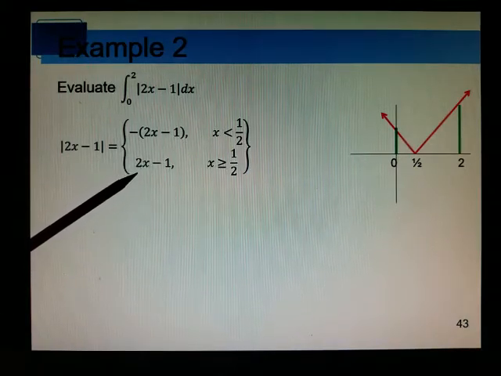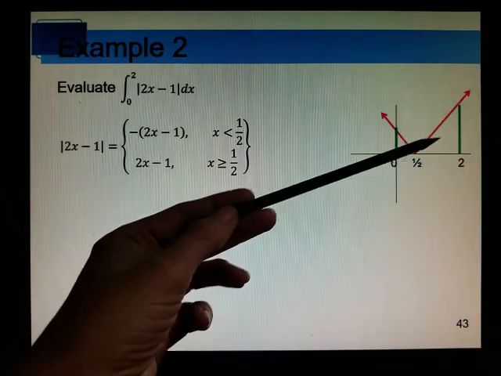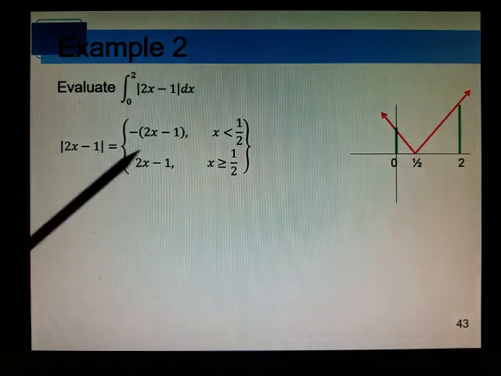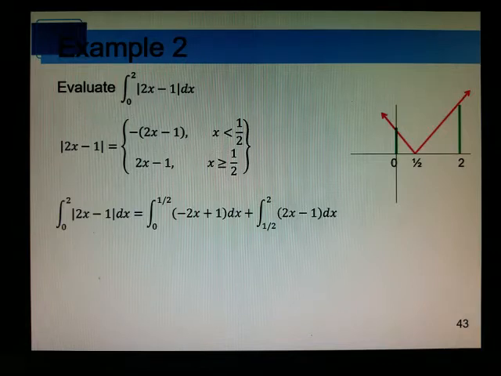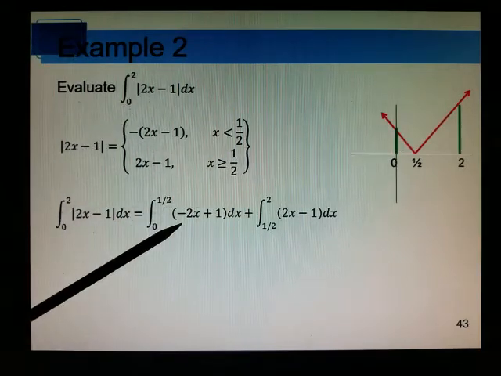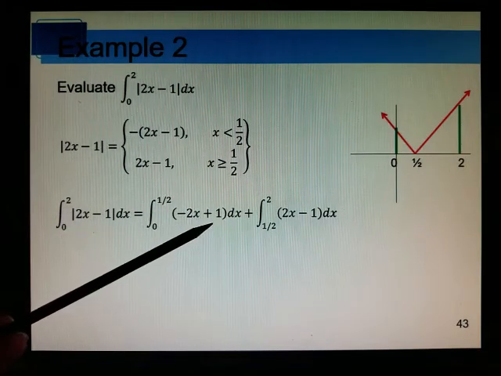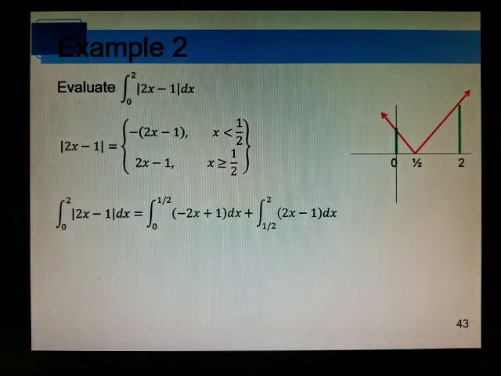Then I would add to that the integral from 0 to 1/2, and I have to take the opposite of that equation, which is negative. So that means the opposite. So it'll be a negative 2x and then a plus 1. So that's how you would have to do that. So again, I'd be integrating from 0 to 1/2, the opposite of this equation, negative 2x plus 1. Add to it the integral from 1/2 to 2 of 2x minus 1.